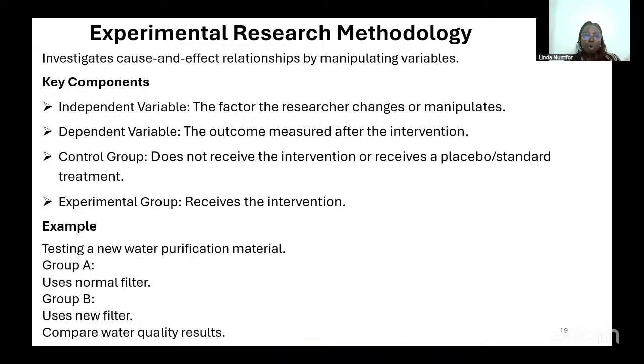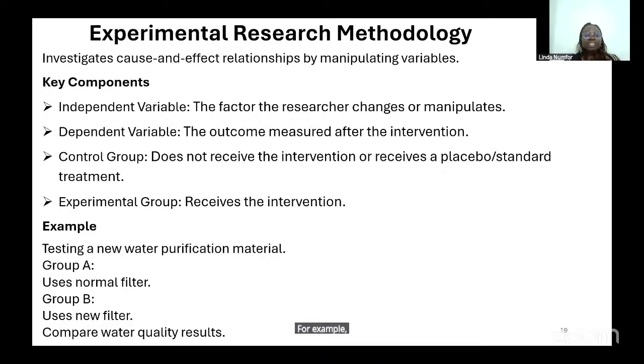Then you need a control group, which will be the group that does not receive an intervention. So it's like a placebo or a standard treatment. Now, the experimental groups are those that you have applied the treatment to. So it receives the intervention.